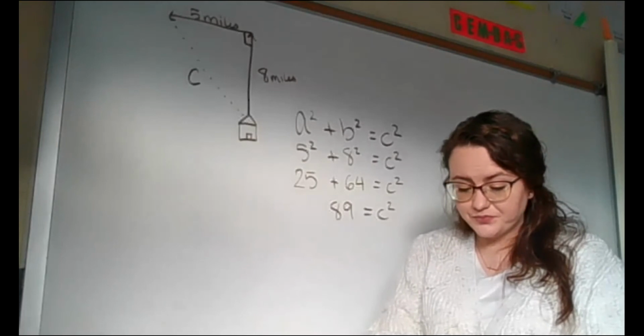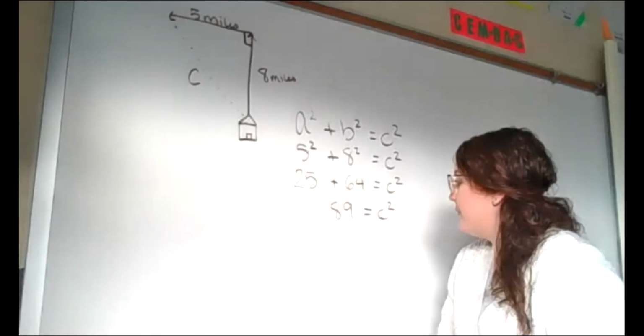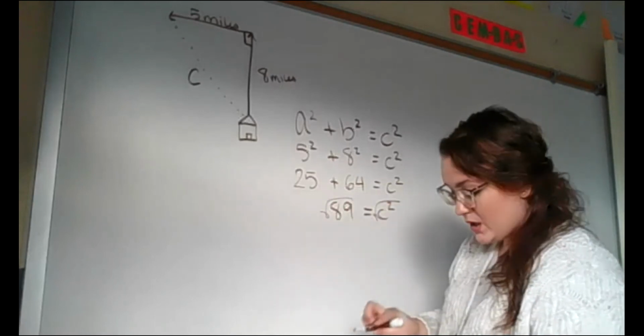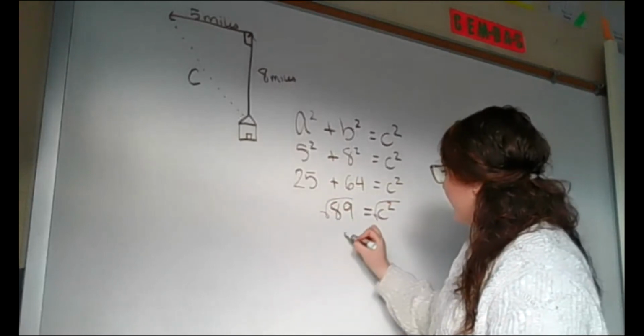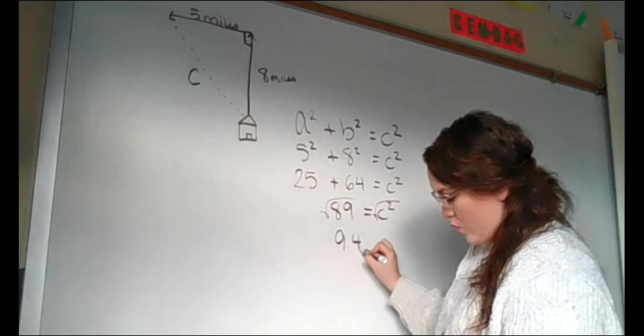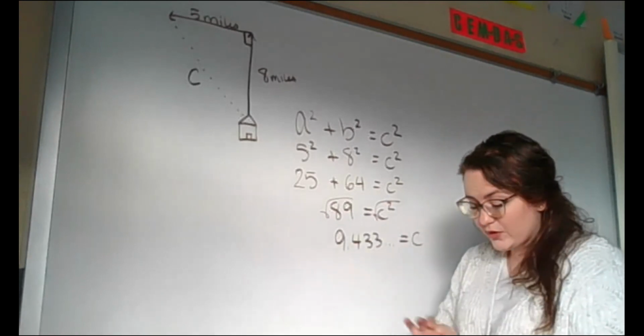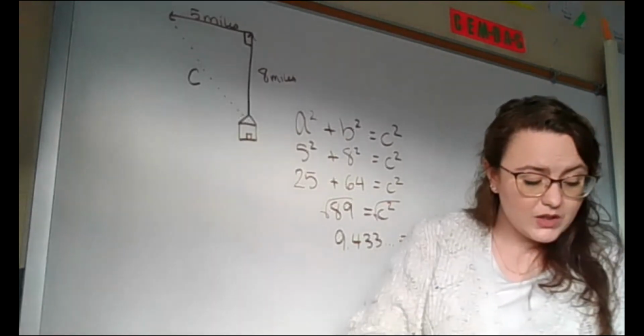And once again, just to make sure that I don't make a mistake, I'm going to use a calculator. For my final step here, I need to get rid of the square, so I'm going to square root on both sides. The square root of 89 is 9.433 and so on.